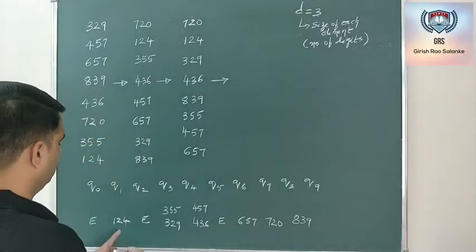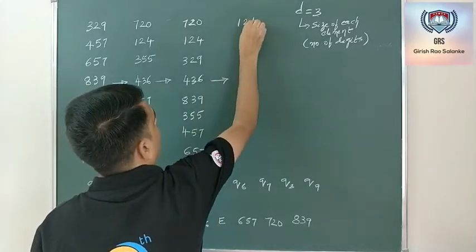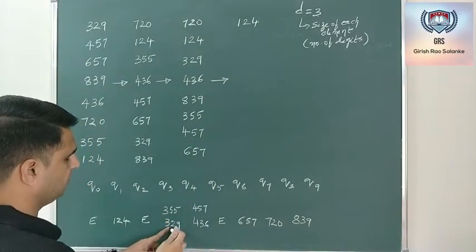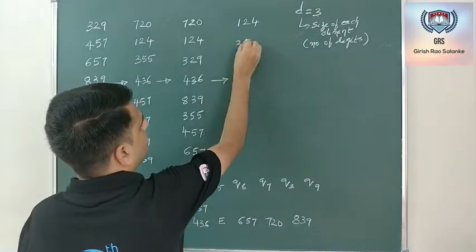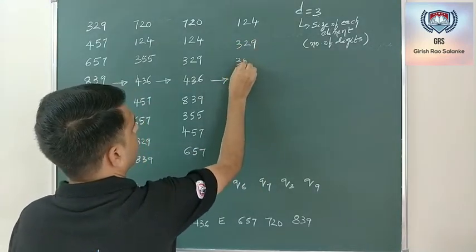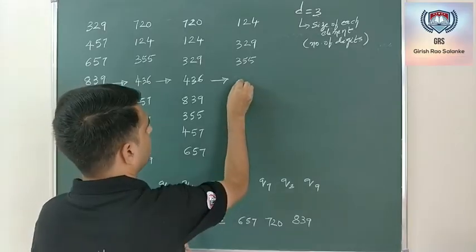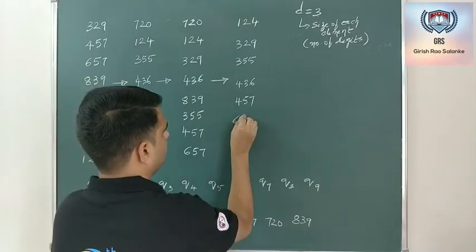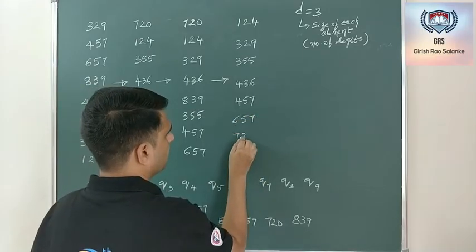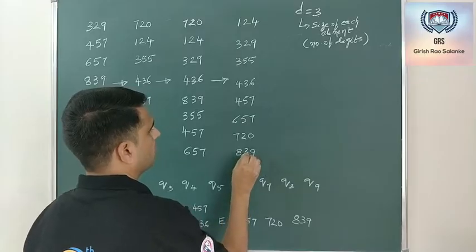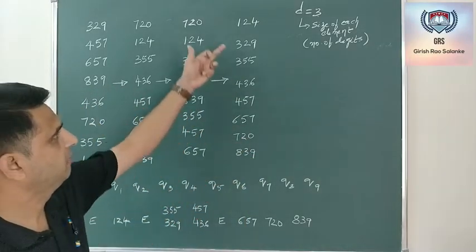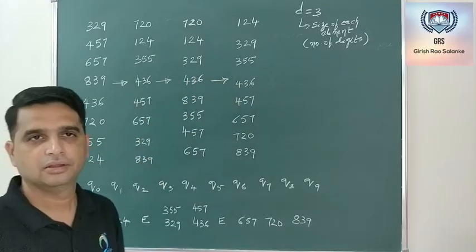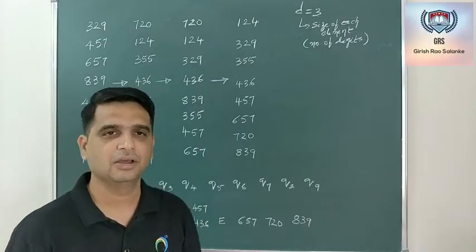Now we extract this from the Q. The first element that gets extracted is 124. The second element will be, out of 329 and 355, the first element that was put onto the Q was 329. So it should be 329, 355, 436, 457, 657, 720, and 839. And if you see now, all the elements are sorted: 124, 329, 355, 436, 457, 657, 720, 839. This is how Radix sort works.